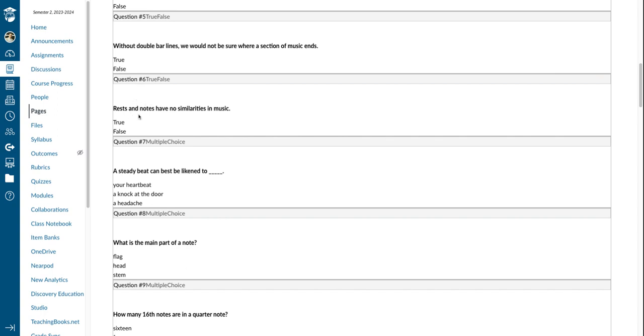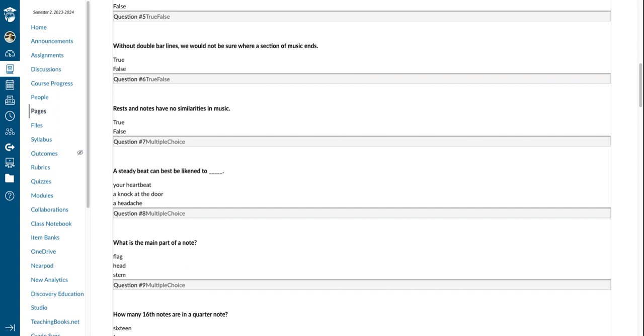Number 6, rests and notes have no similarities in music. That is false. Rests and notes do have similarities. An example of that is we have a quarter note that equals 1 beat of sound, and then we have a quarter rest which equals 1 beat of rest or silence. Number 7, a steady beat can be likened to, we said that was your heartbeat.